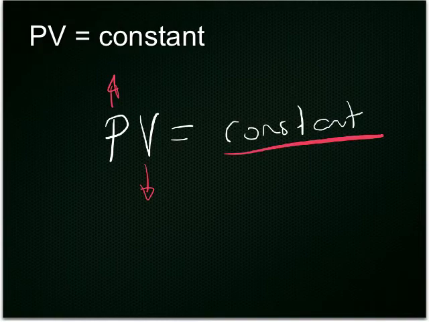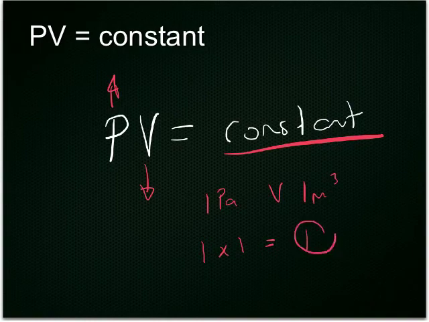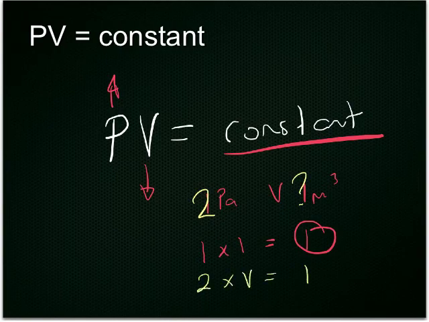So an example of that could be if you had a pressure of 1 Pascal and a volume of 1 meter cubed, then what's the constant? We're going to do 1 times 1, which equals 1. Okay, there's my constant. Now let's say I want to double my pressure. What will my new volume be? So pressure is going to be 2 multiplied by volume is equal to 1. So 2 times a half will equal 1.